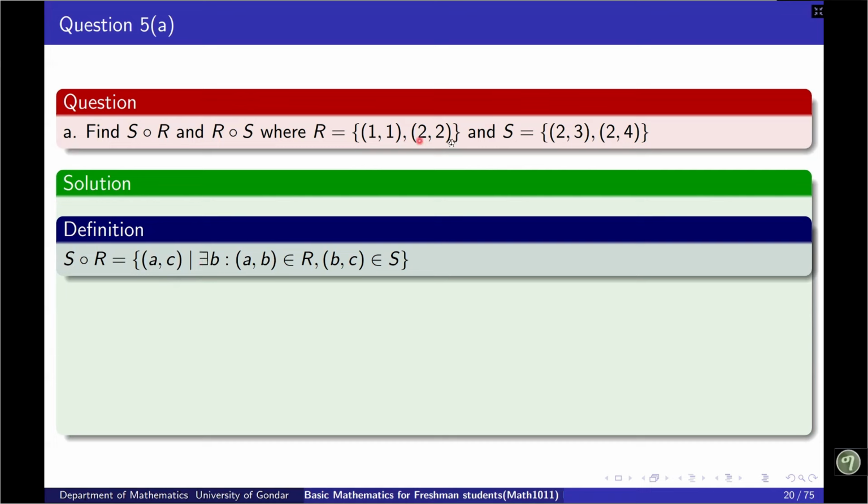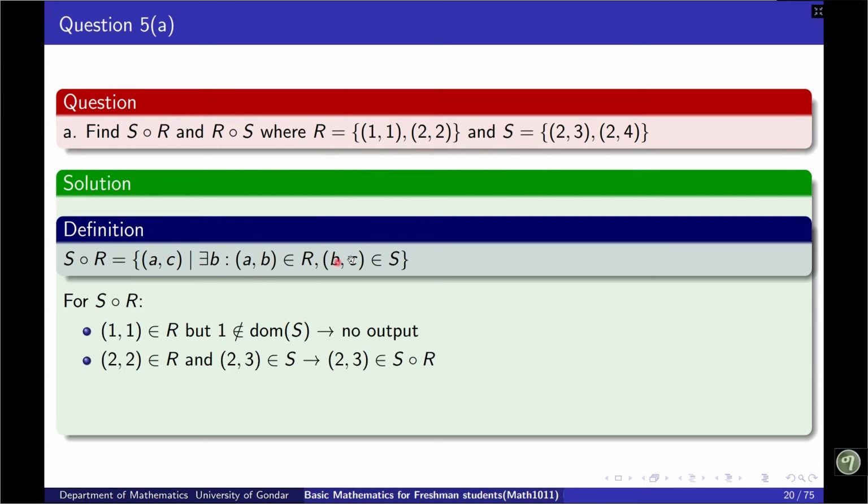Based on this fact, when we compare the given elements of S and R here, one is an element of R, but one is not within the domain of S, so that one cannot have any image within S composite of R. Similarly, 2 is an element of the first set, and 2 is also an element of the domain of S, so 2 is mapped to 2 under R, and 2 is mapped to 3 under S, so 2 must be mapped to 3 under S composite of R. So (2, 3) is an element of S composite of R.